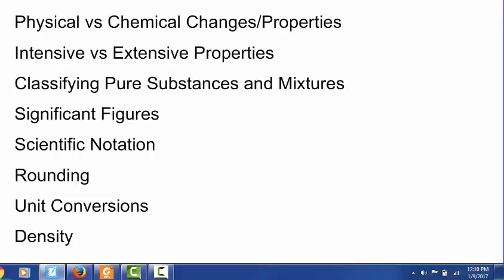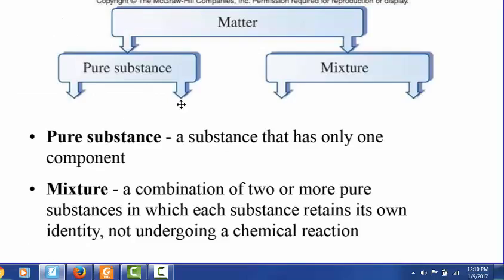So let's first look at classifying matter. Matter can be classified as either a pure substance or a mixture. A pure substance has only one component in it, whereas a mixture has two or more pure substances mixed together, but there's no chemical reaction when they are mixed. They're just physically mixed together.